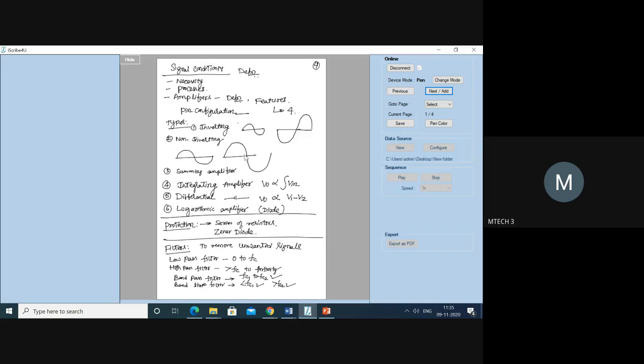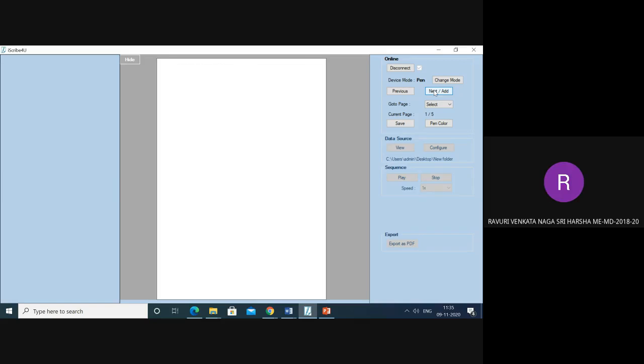Then after the filters, next is the Wheatstone bridge. Okay. We have discussed the Wheatstone bridge. Then the derivation we have discussed. Just remember, these are the points we have done. Derivation we have discussed.